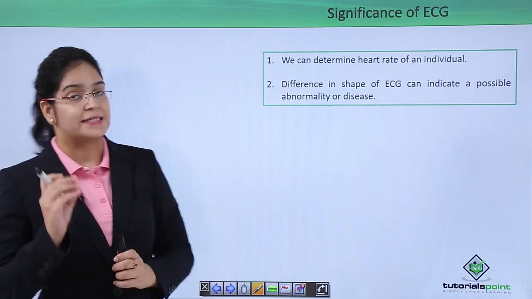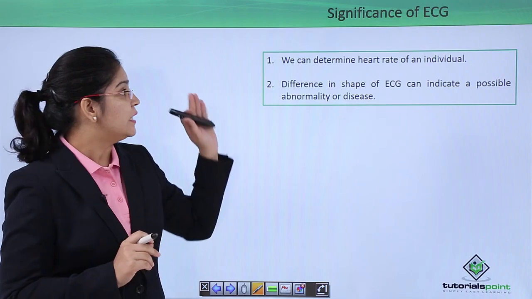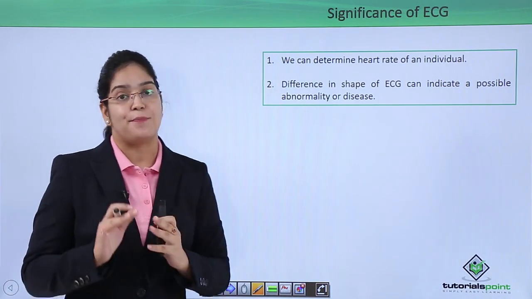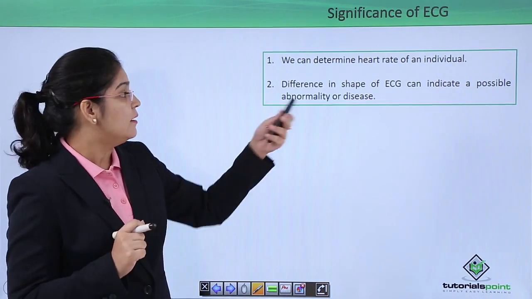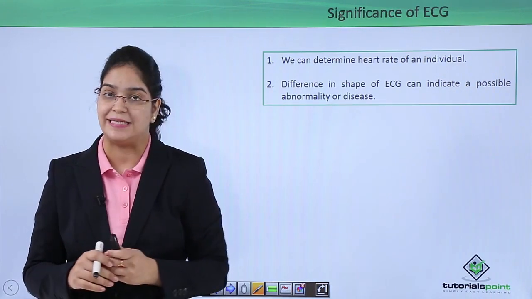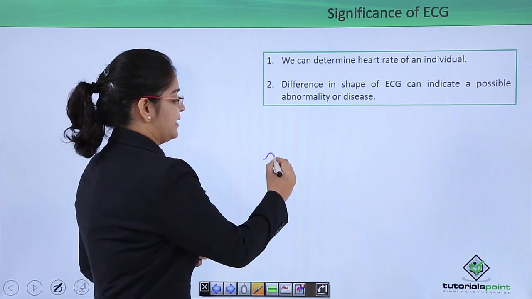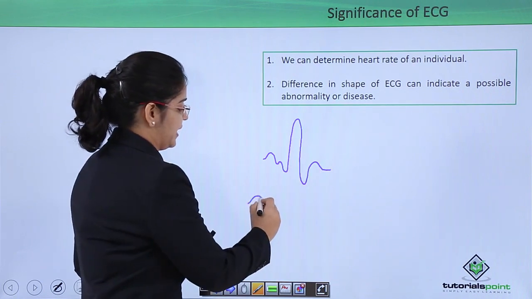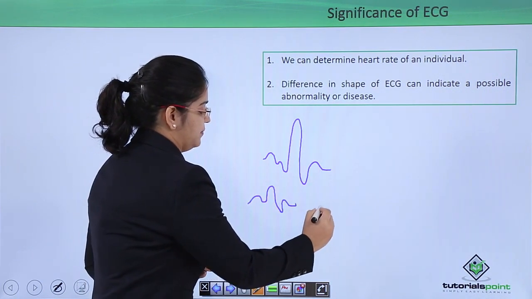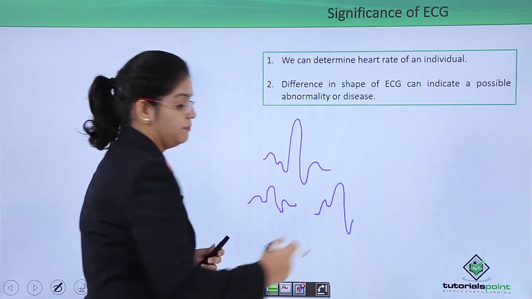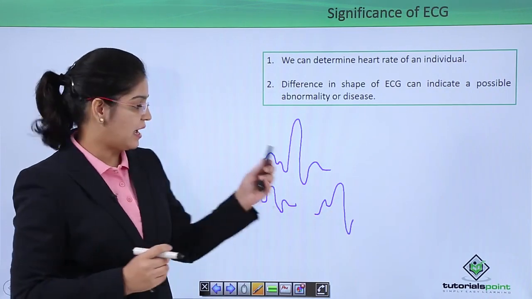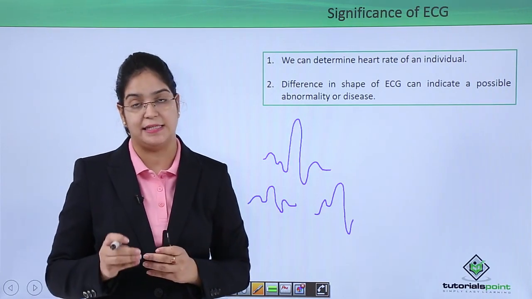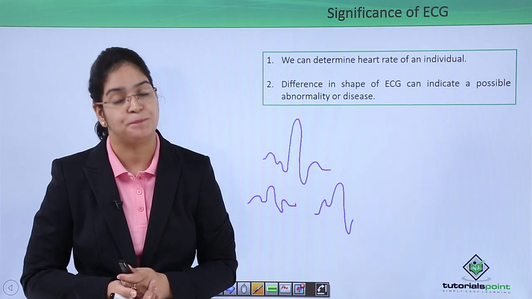Now, the significance of ECG. We can determine the heart rate of an individual. A difference in the shape of the ECG can determine a possible abnormality or a disease. Generally the shape is like this, but any change in this shape, or sometimes one point is missing, from these graphs a doctor can check the abnormality in the ECG or can identify any disease.